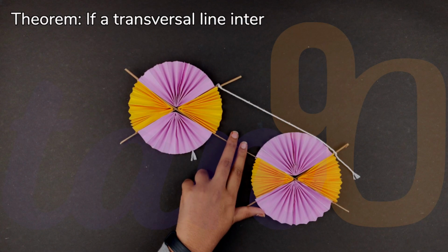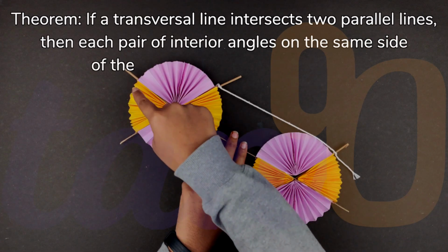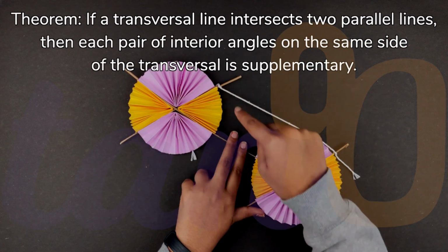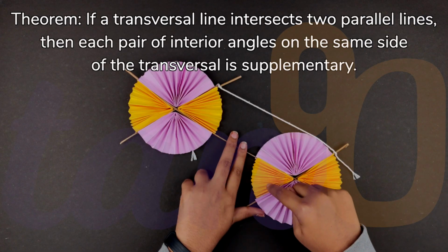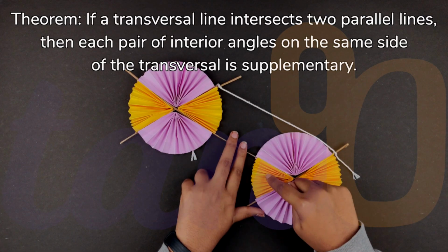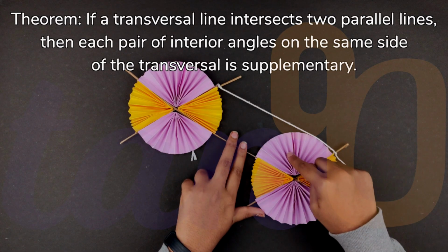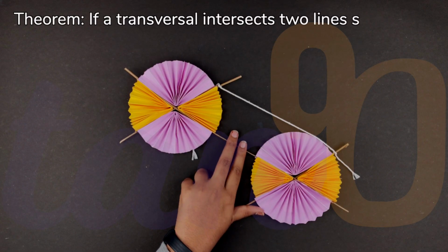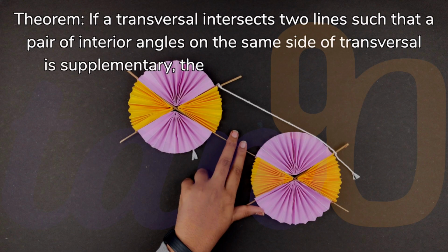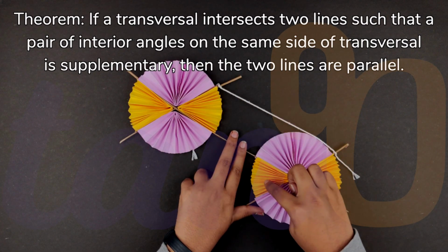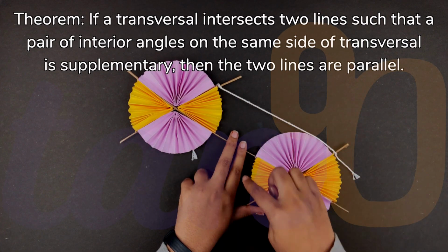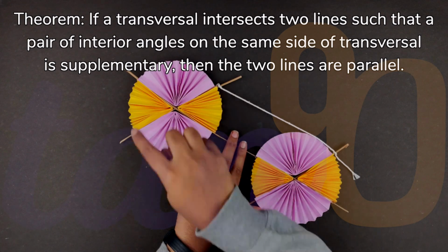If a transversal line intersects two parallel lines, then each pair of interior angles on the same side of the transversal is supplementary. As you can see here, there are 2 pairs. If a transversal intersects two lines such that a pair of interior angles on the same side of the transversal is supplementary, then the two lines are parallel.